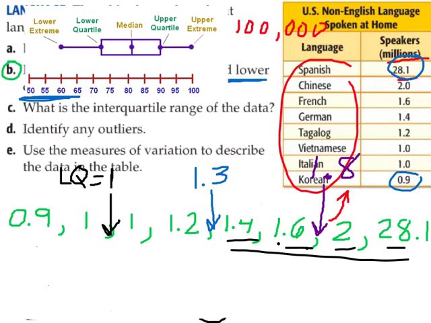I'll write it as equals upper quartile, or UQ. That's your upper quartile, UQ. So that takes care of B. Let's move on to C now, which says, what is the interquartile range?